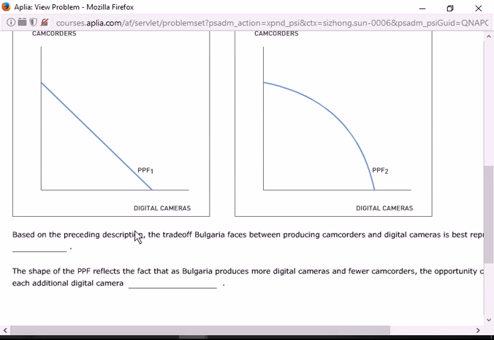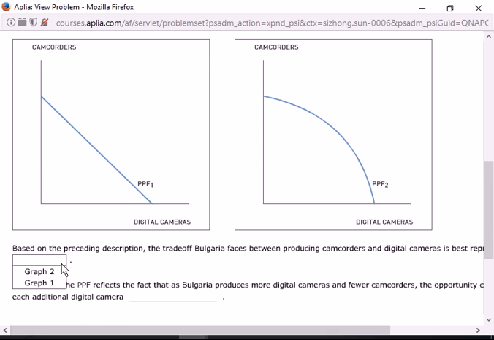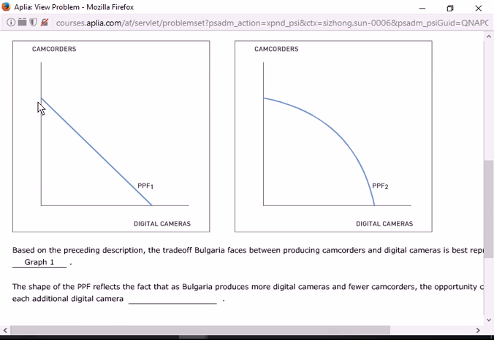Based on the preceding description, the trade-off Bulgaria faces between producing camcorders and digital cameras is best represented by graph 1. Why? Let's start from the point where Bulgaria spent all resources in producing camcorders. Then if Bulgaria cuts down the production of camcorders by 1, resources are released, which can be used to produce digital cameras.